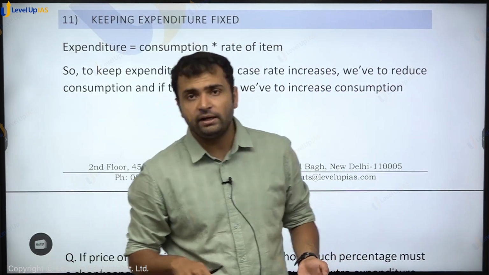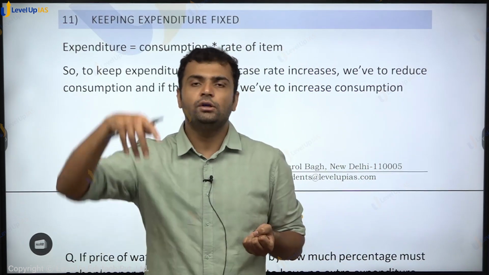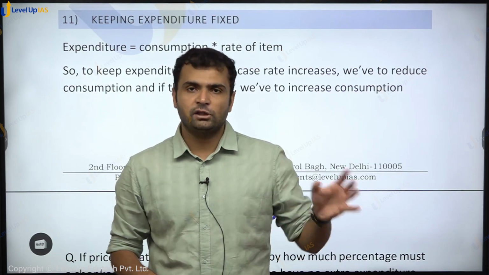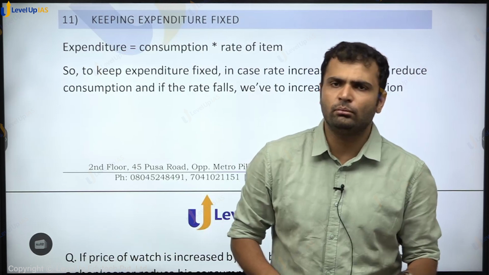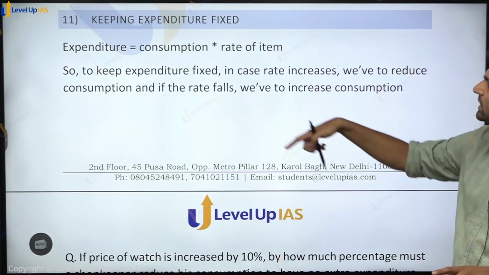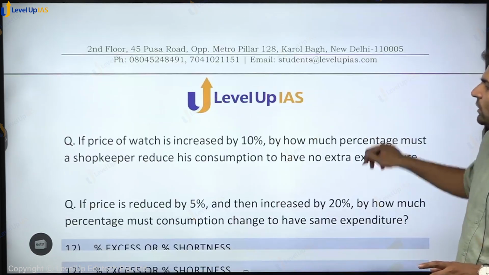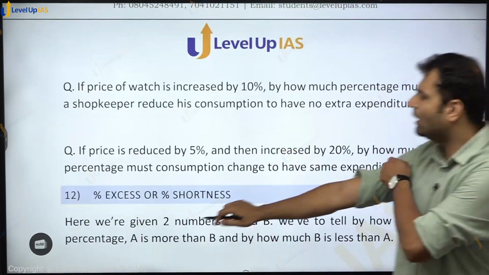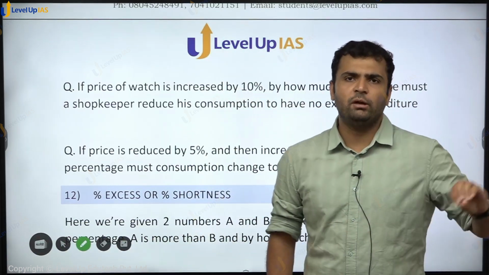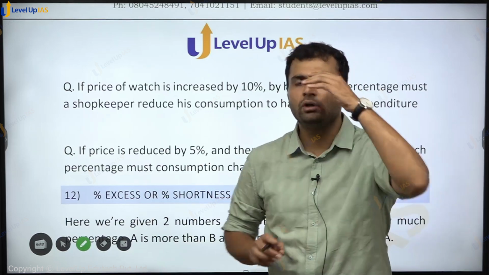So if the rate increases by a certain percentage, the question would be by what percentage you need to reduce your consumption so that expenditure is fixed. This is the question that comes in different forms. So in case the rate increases, we have to reduce the consumption. If the rate falls, we have to increase the consumption. How much it will be is what we have to find. Let us see how to do it directly by questions. No point in wasting our time in symbols or derivations. Let us directly see how to do questions.